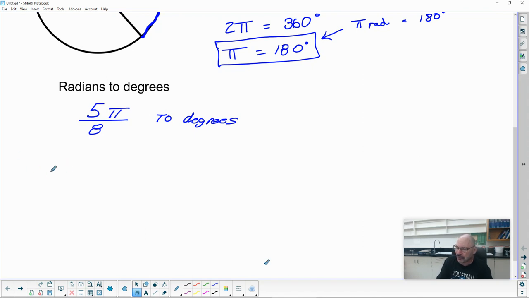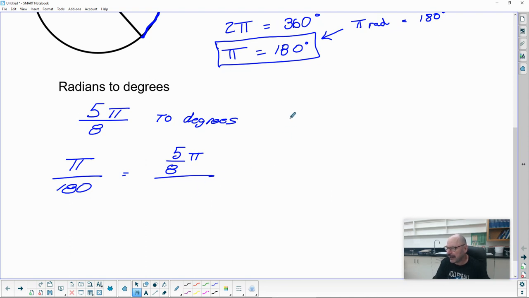Okay, so the ratio that we're going to use is we're going to put radians on top, degrees on the bottom. Now degrees is unknown, so we'll say let d equal the degrees, or x equal the degrees. So I'll say x equals degrees. So we'll put an x here. And that's all we have to do. So then we just do a ratio.